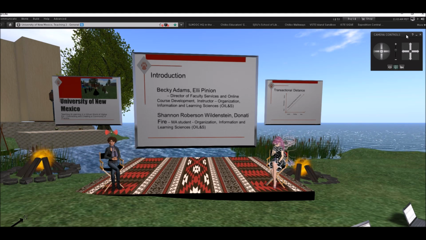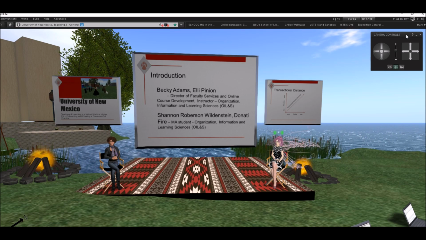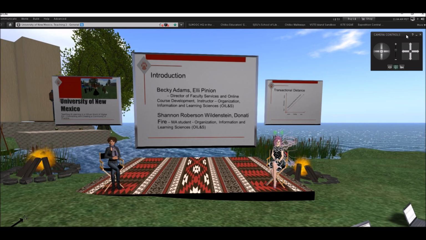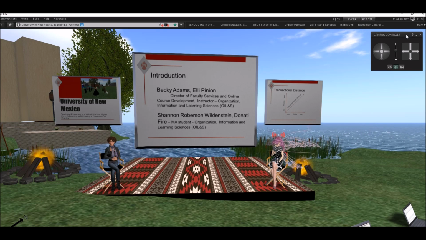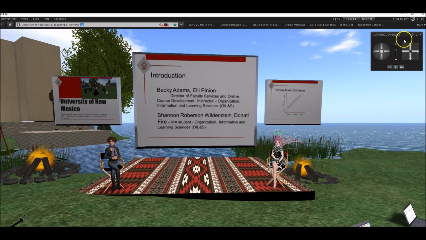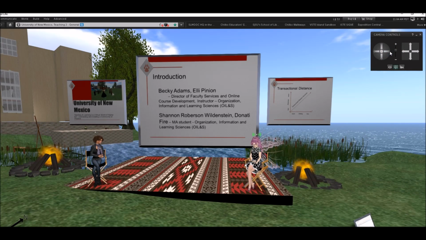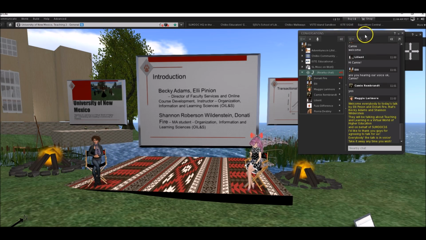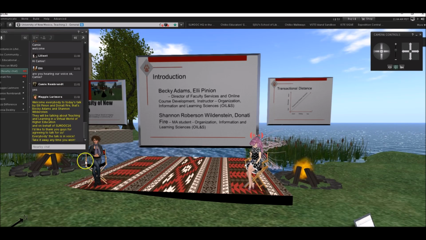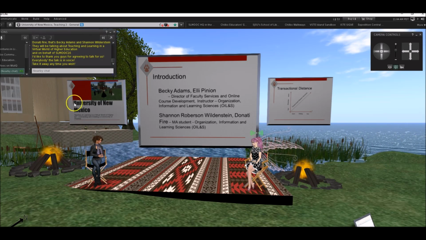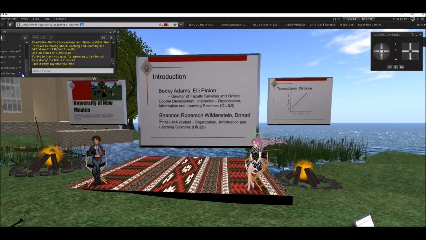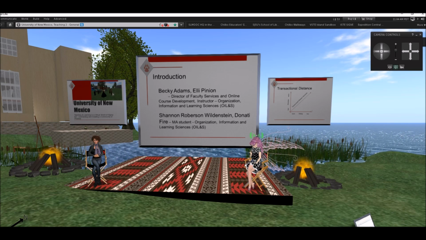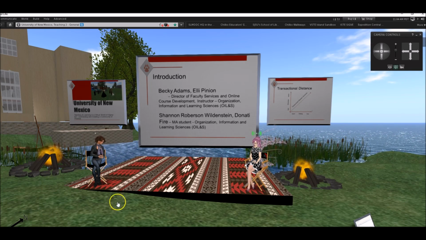So Shannon, let me let you introduce yourself just a bit. Okay, so my name is super hard to pronounce. I'm Shannon Roberson-Wildenstein, and I am a master's student in the Organization, Information, and Learning Sciences. I'll actually graduate in 3 weeks, and I have taken all of my classes online, and the second semester that I was in the program, I took Becky or Ellie's class on virtual worlds and fell in love with the environment, and have been in here since.